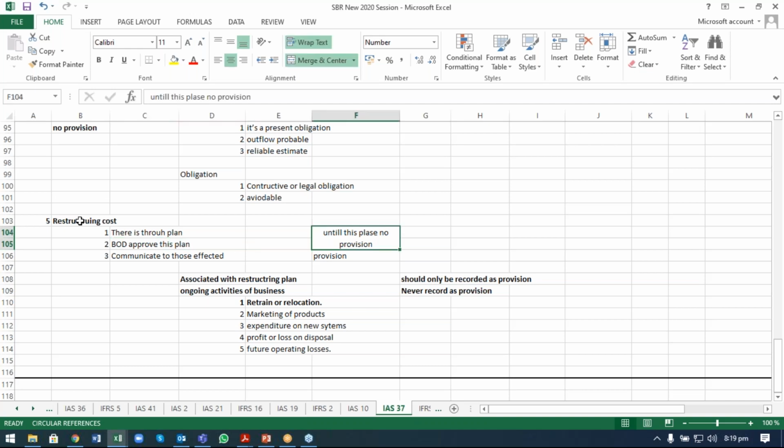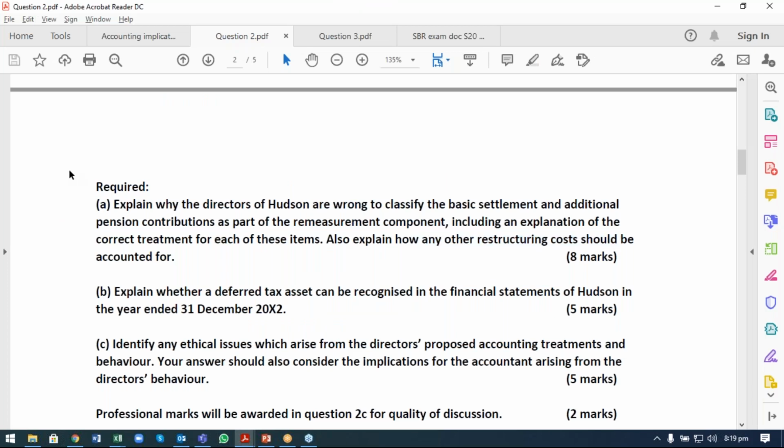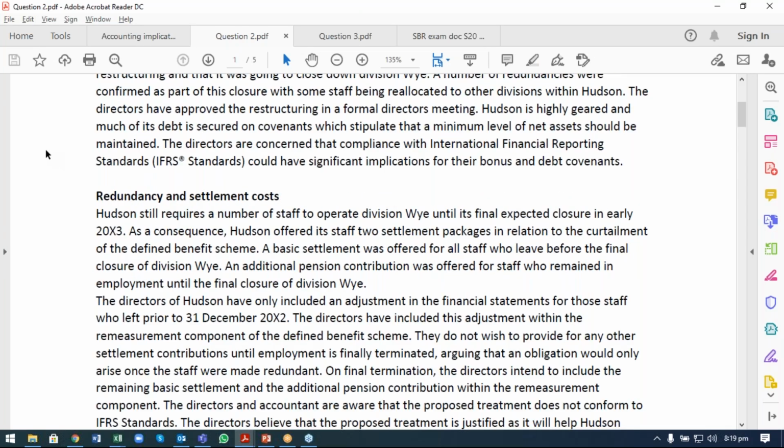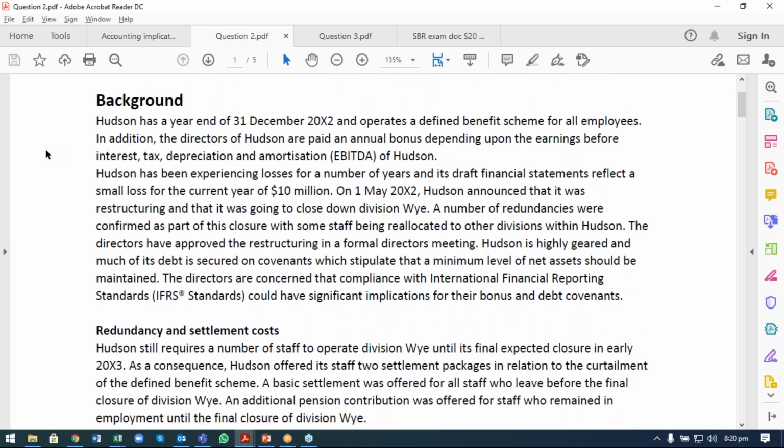But these two requirements do not commit you to recording the provision. The provision should only be recorded if that restructuring plan is communicated to those individuals who are affected, right? So in this scenario, I'm going to look at whether this restructuring plan was communicated to the employees or not, and only based on that am I going to conclude whether to record that provision. If you can see here, Hudson is experiencing losses. So Hudson has announced that it is going to restructure, and that it was going to close down a division line.